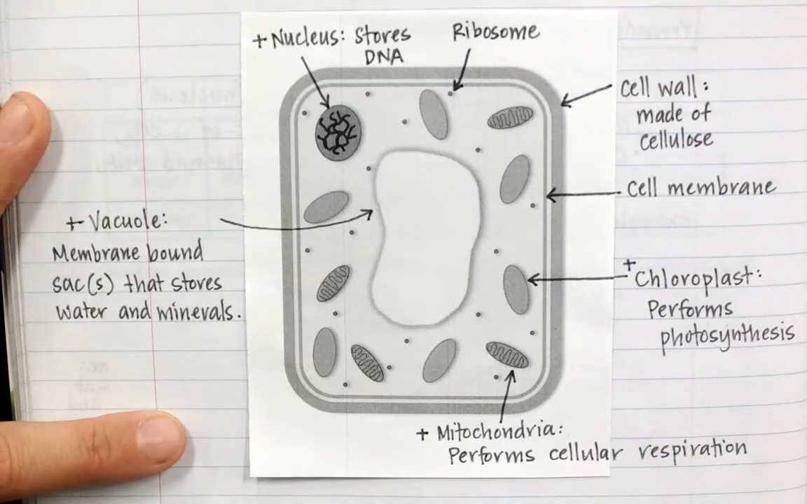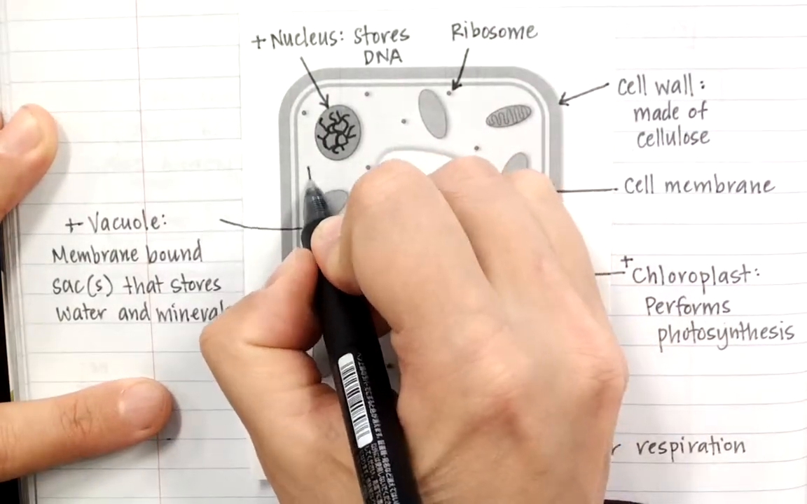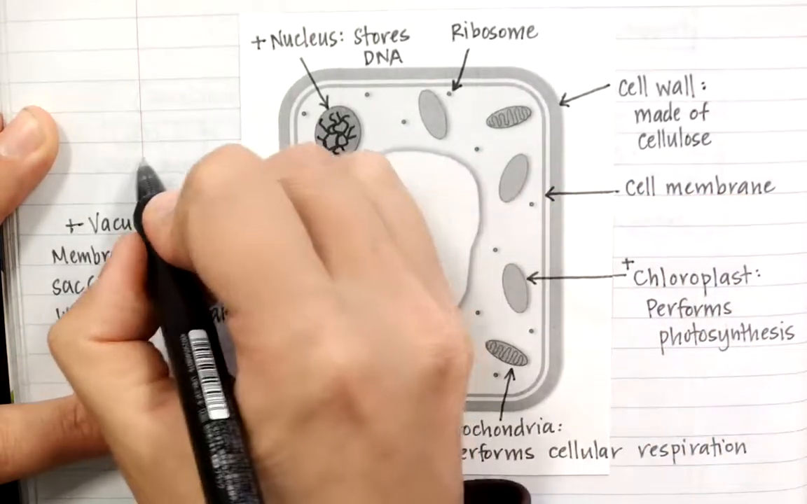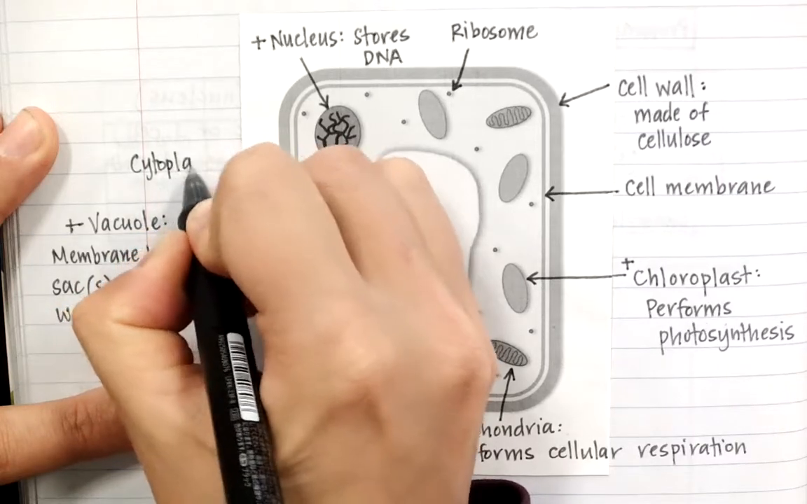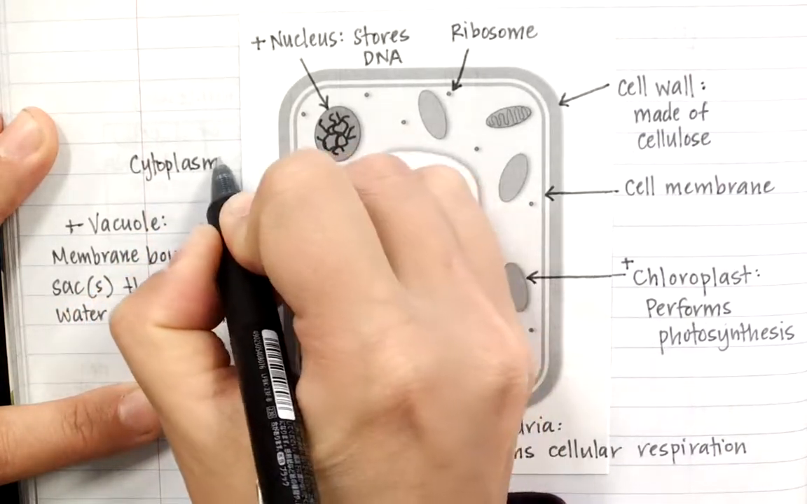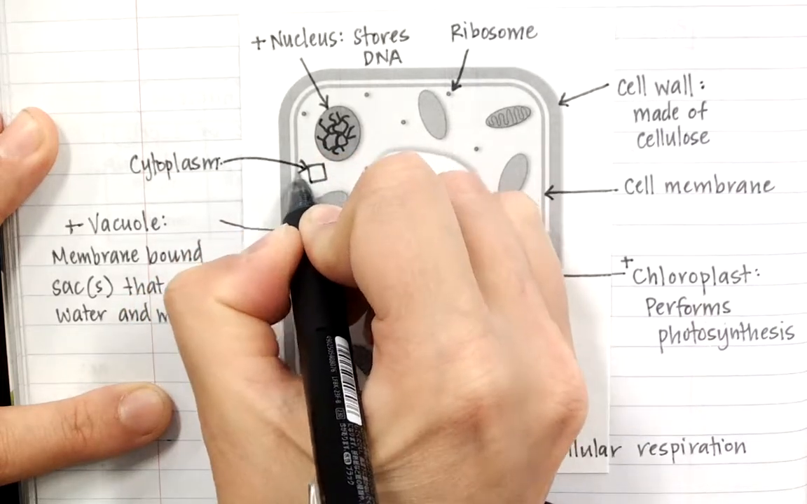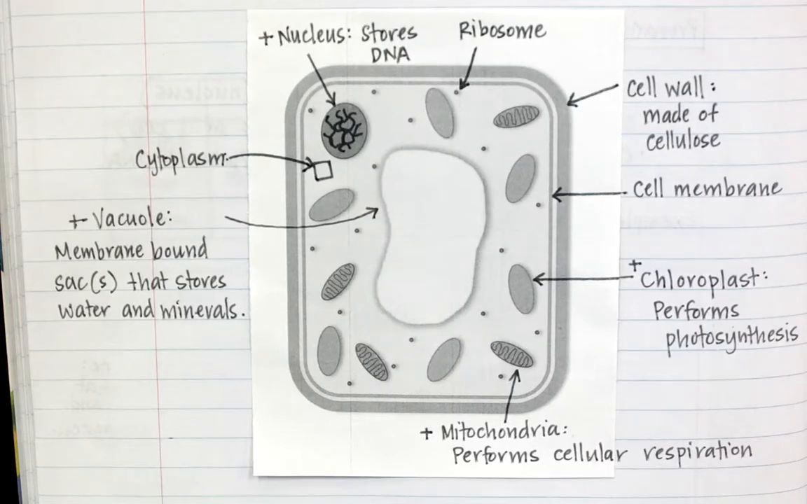And then there's just one more thing that we need in here. It's one of those things that all cells have. So what is this? It is the cytoplasm. And that's it. Those are the things that make up our plant cell.